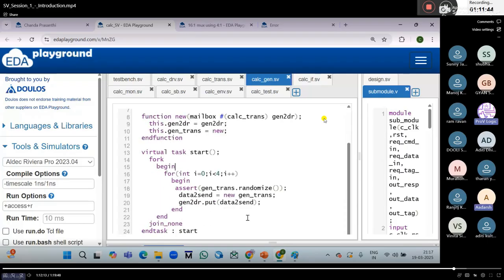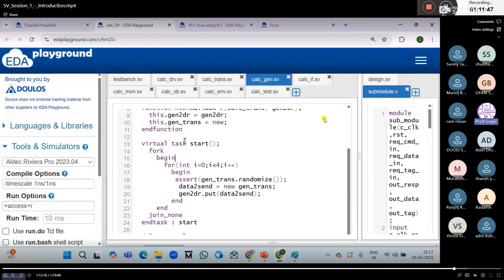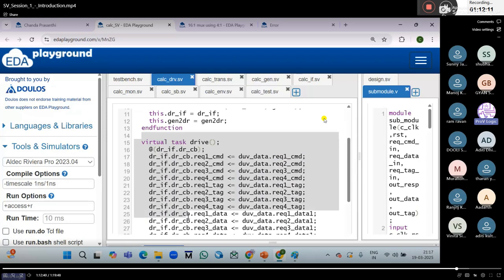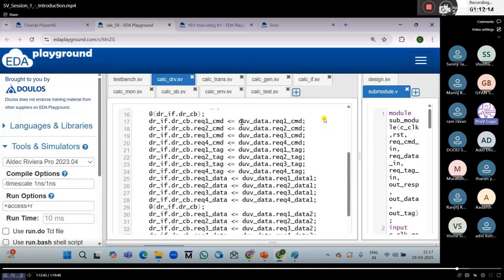Okay. We will discuss more clearly virtual task, virtual function, and virtual class; abstract class is nothing but virtual class, right? So next, the driver. In the driver, we create the mailbox and the class function constructor, and in the main task, we are sending the transaction data. Right hand side is the transaction data. Left hand side one is the DUT, connecting with the DRIF.